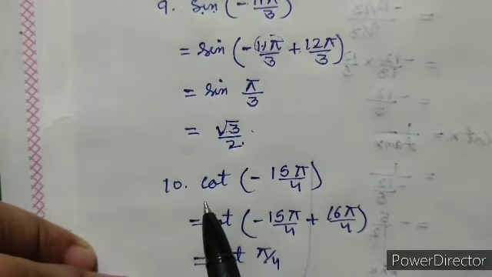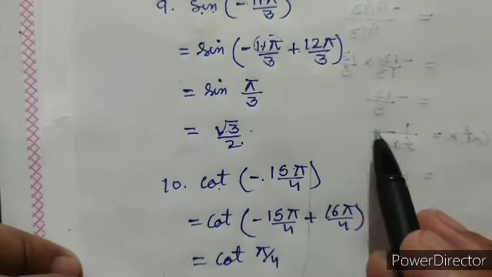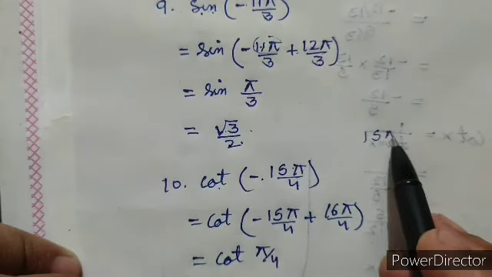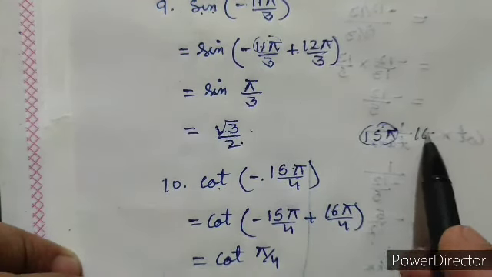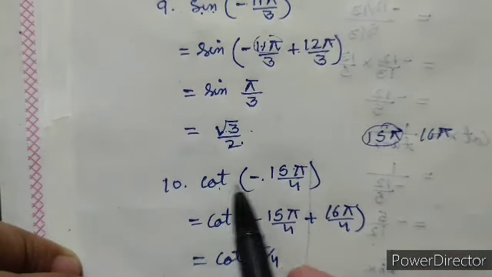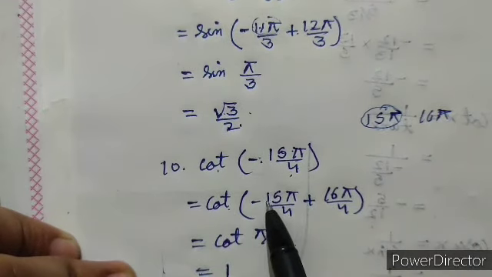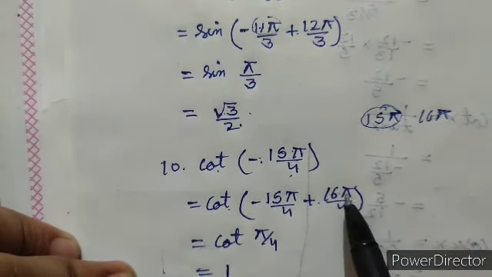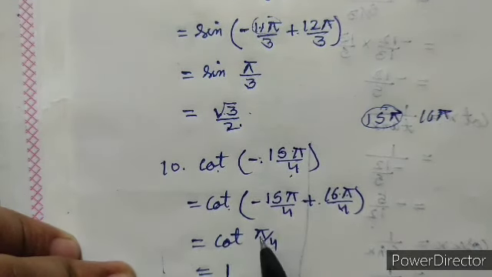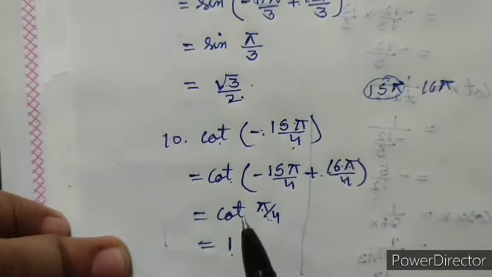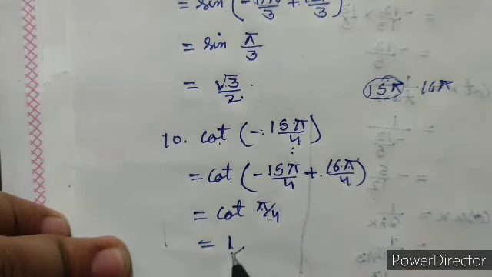In question number 10, we have to find the value of cot minus 15 pi by 4. Now the nearest multiple of 2 pi greater than 15 pi is 16 pi. So cot minus 15 pi by 4 can be written as cot of minus 15 pi by 4 plus 16 pi by 4, and this will give us the value as cot pi by 4, which is equal to 1. So we can say that cot minus 15 pi by 4 will be equal to 1.